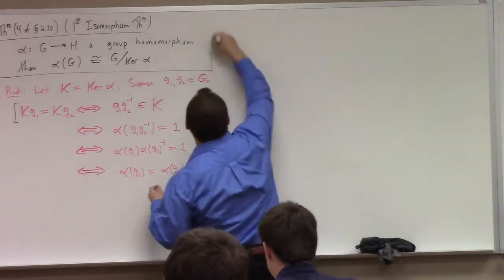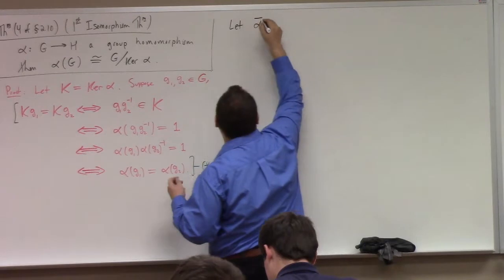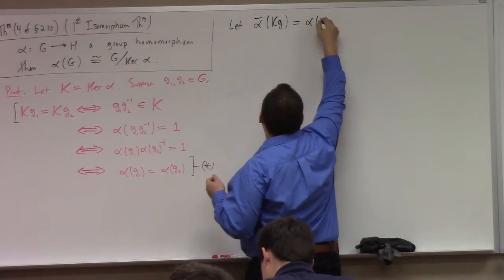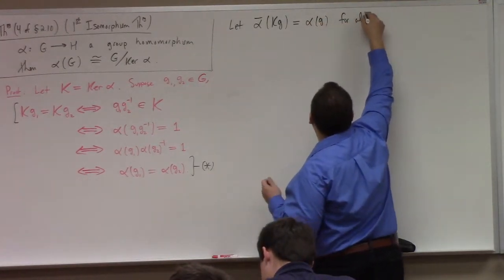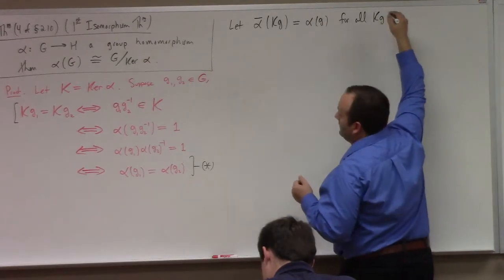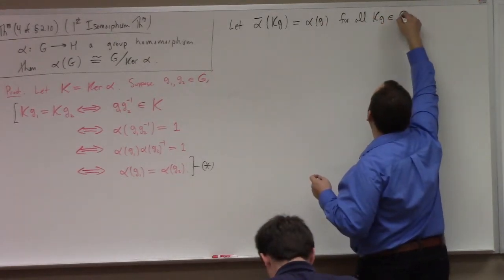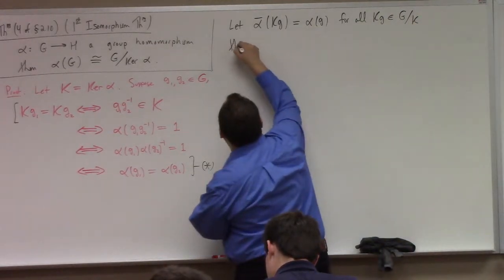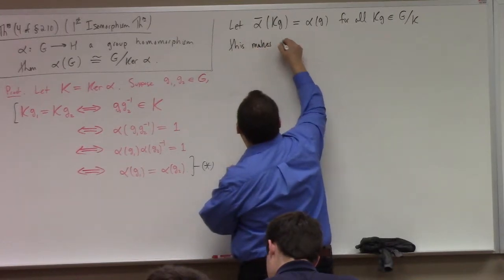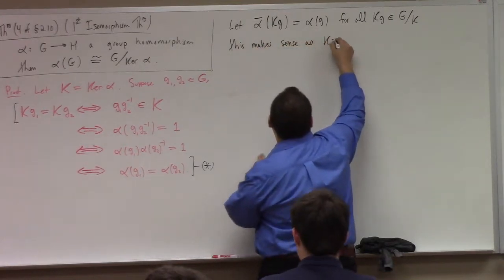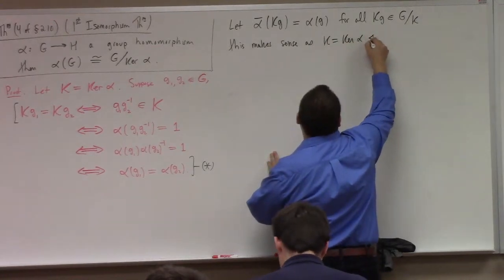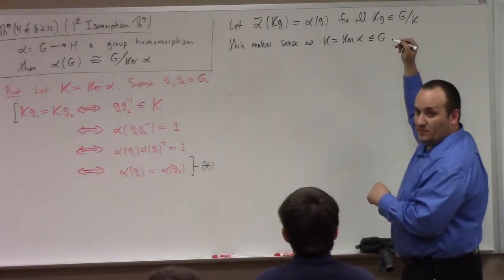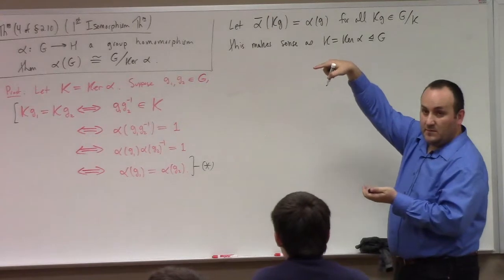So let's define alpha bar of kg equal to alpha of g for all kg in G mod K, right? This makes sense as K, the kernel of alpha, is a normal subgroup of G, so I can form the quotient, right? If I didn't know the kernel was normal, we'd have to prove that here, but we already proved it in the last theorem, right?